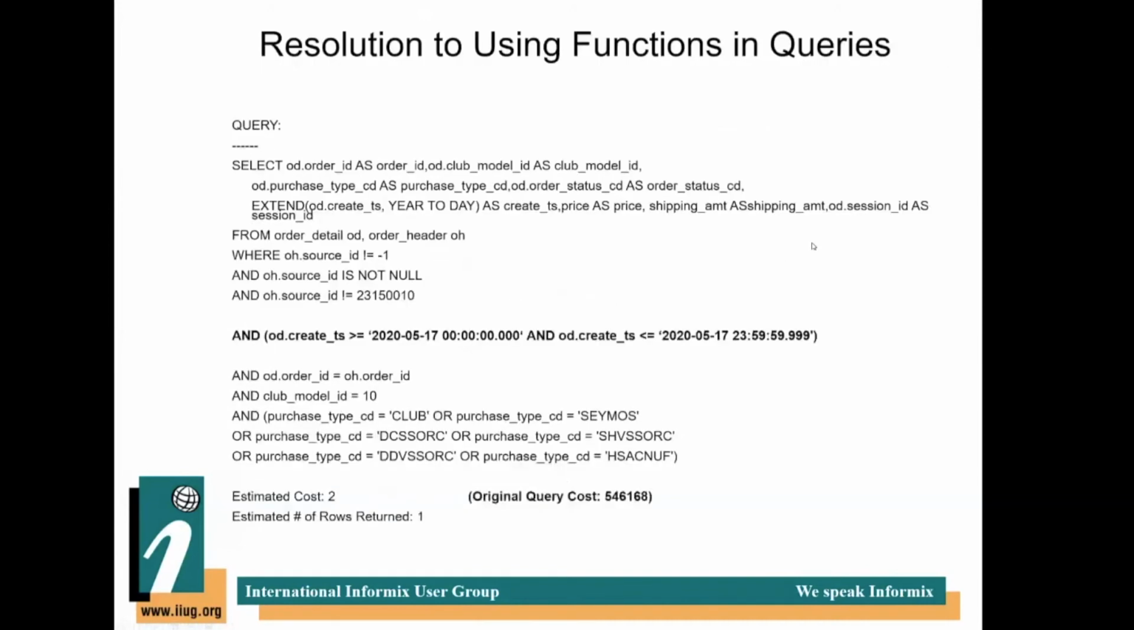So what do we do to resolve that? Again, we got rid of the function and we changed the query to do a greater than the current date and less than the previous date. And the cost went down to 2. Original cost was $546,000. And the query went from running in 20 minutes down to like 10 seconds.